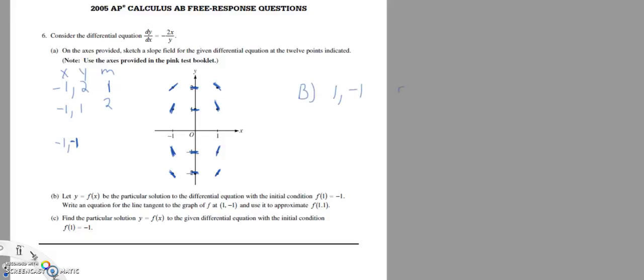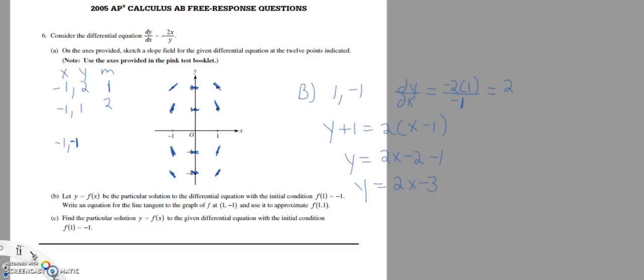If you want the slope, you do dy over dx equals negative 2 times 1 over negative 1. So now you're going to get a slope of 2. So now when you write your equation, y plus 1 equals 2 times the quantity x minus 1, y equals 2x minus 2 minus 1, y equals 2x minus 3.